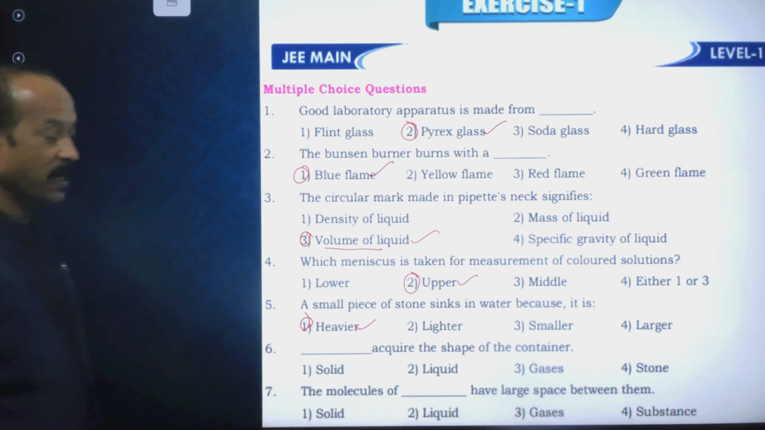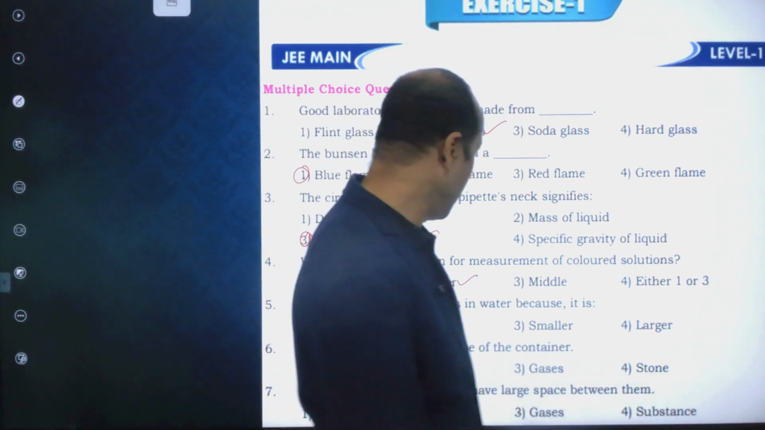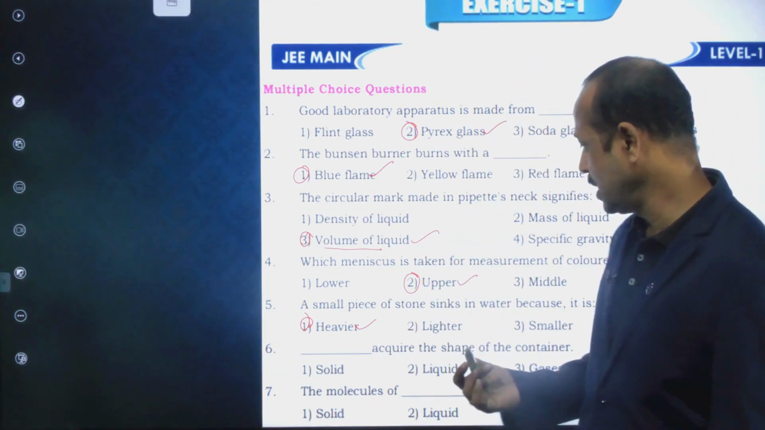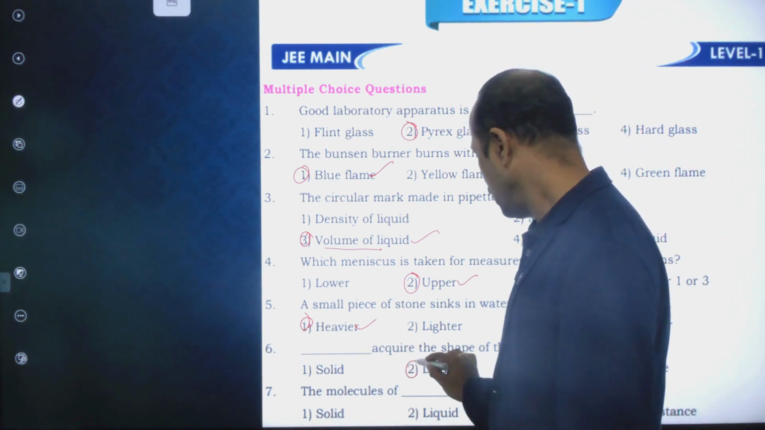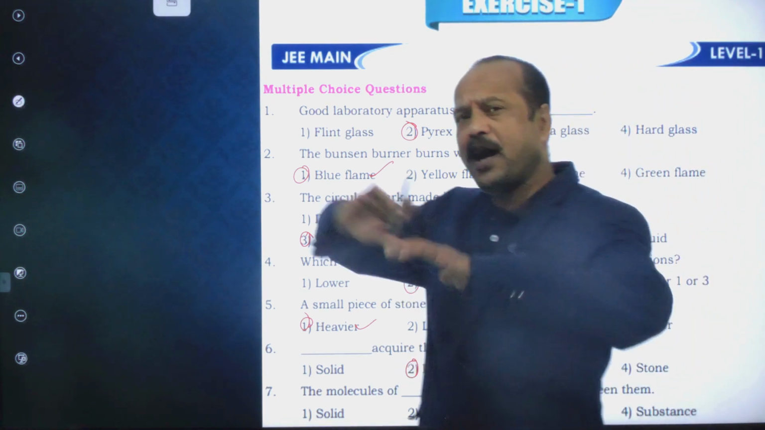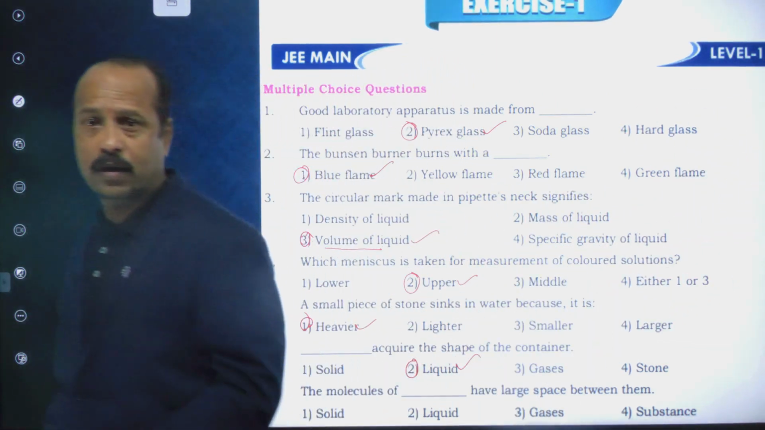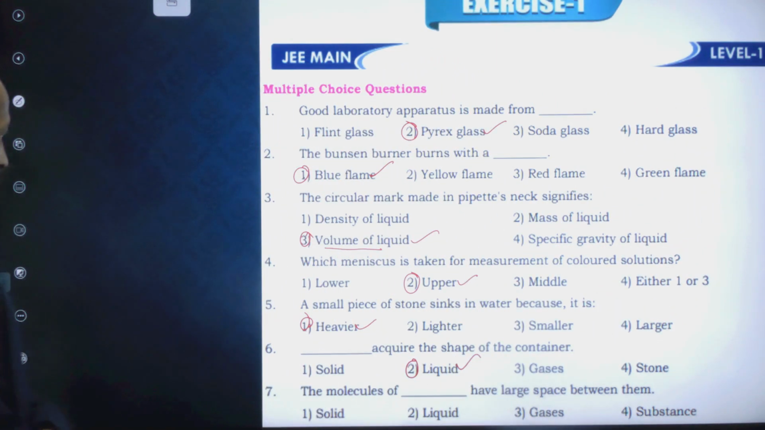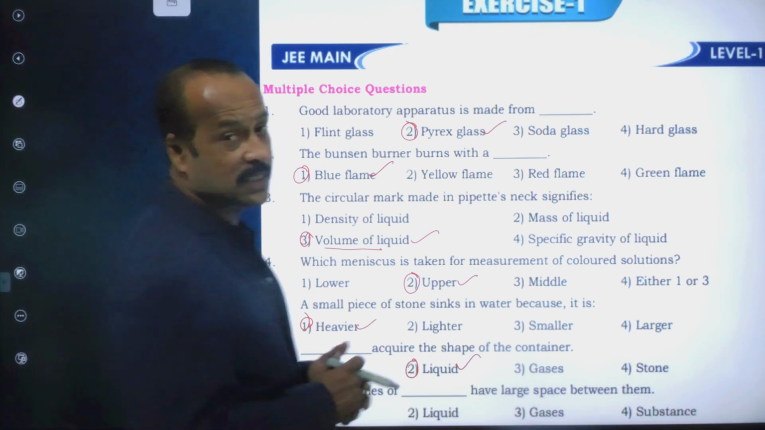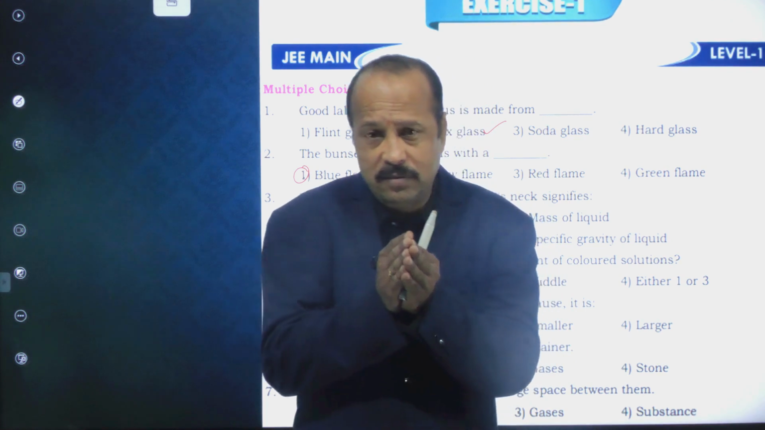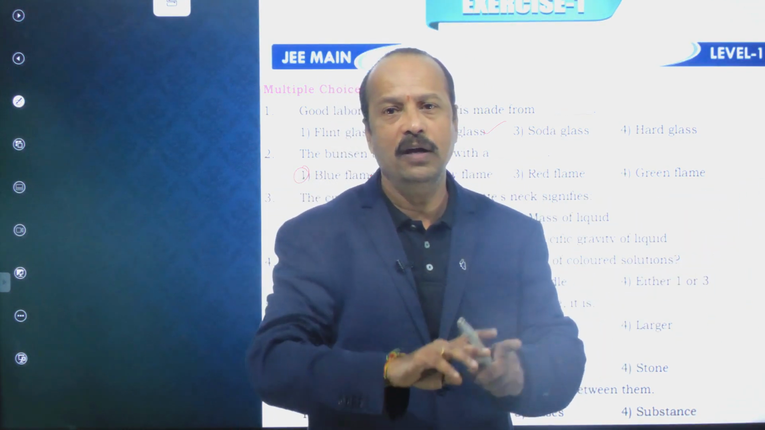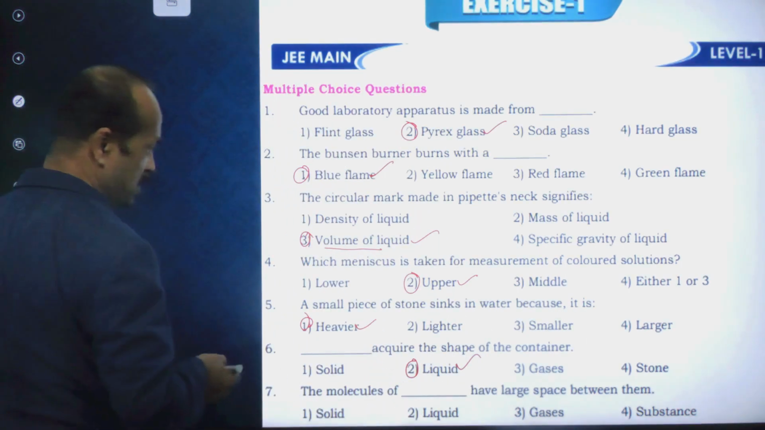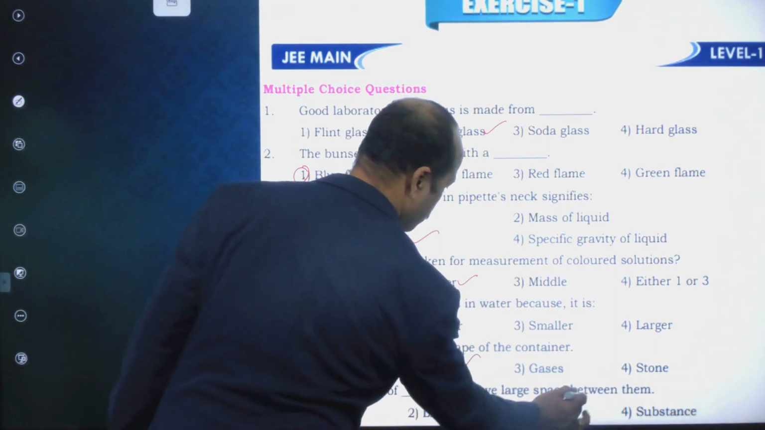Dash acquire the shape of the container. Which acquire the shape of the container? Solid, liquid, gases, stones. Generally, liquids acquire the shape of the container, whereas gases can occupy the entire volume, whatever the room is there. The molecules of dash have a larger space between them. This also we discussed in the solids. Atoms are closely packed. Liquids moderate, and gases very far, so they have a lot of space between the molecules. So that's about the gases.